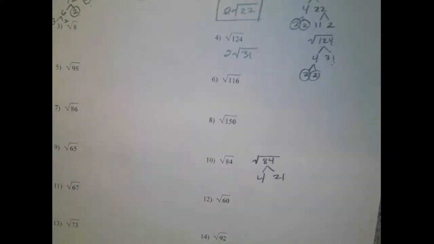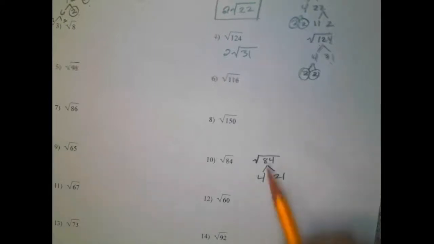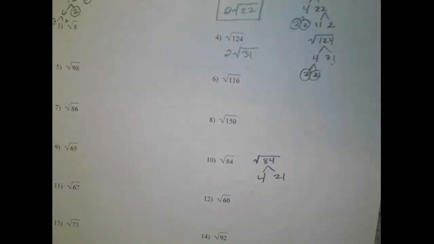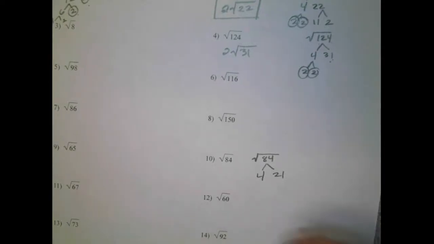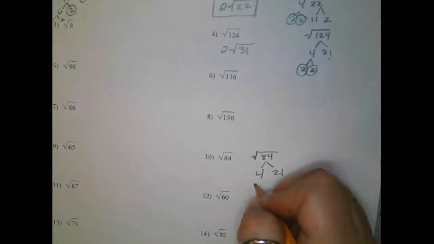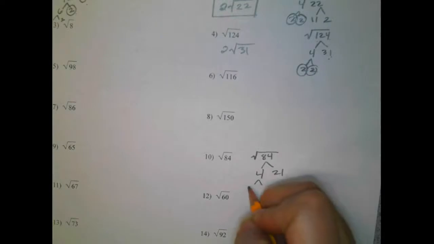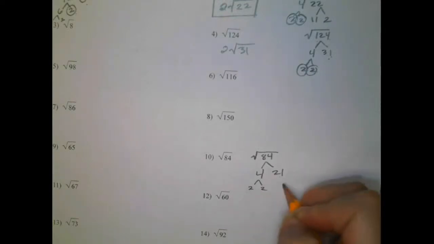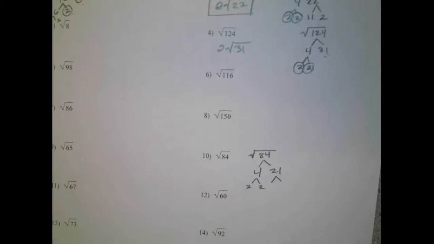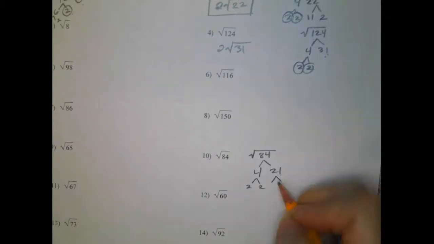Do you have a question, Karina? So I'm going to go ahead and keep factoring this out, right? Can I factor out 4? What do I factor out 4 to? 2 times 2, right? How about 21? Can I factor out 21? To what? 7 and 3.